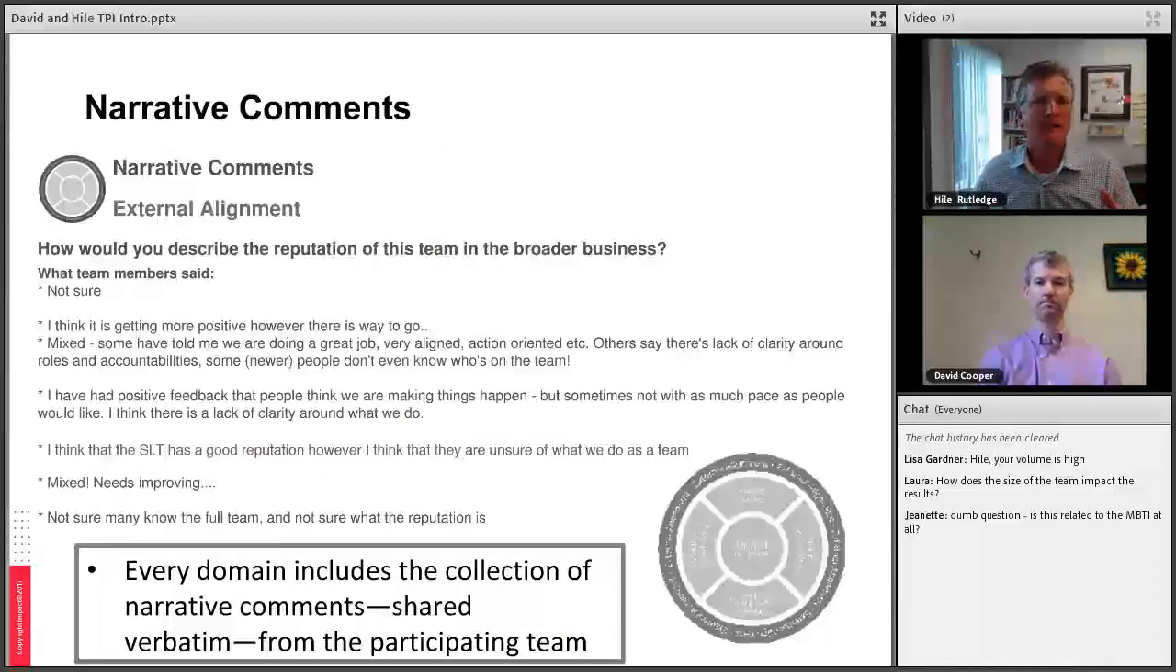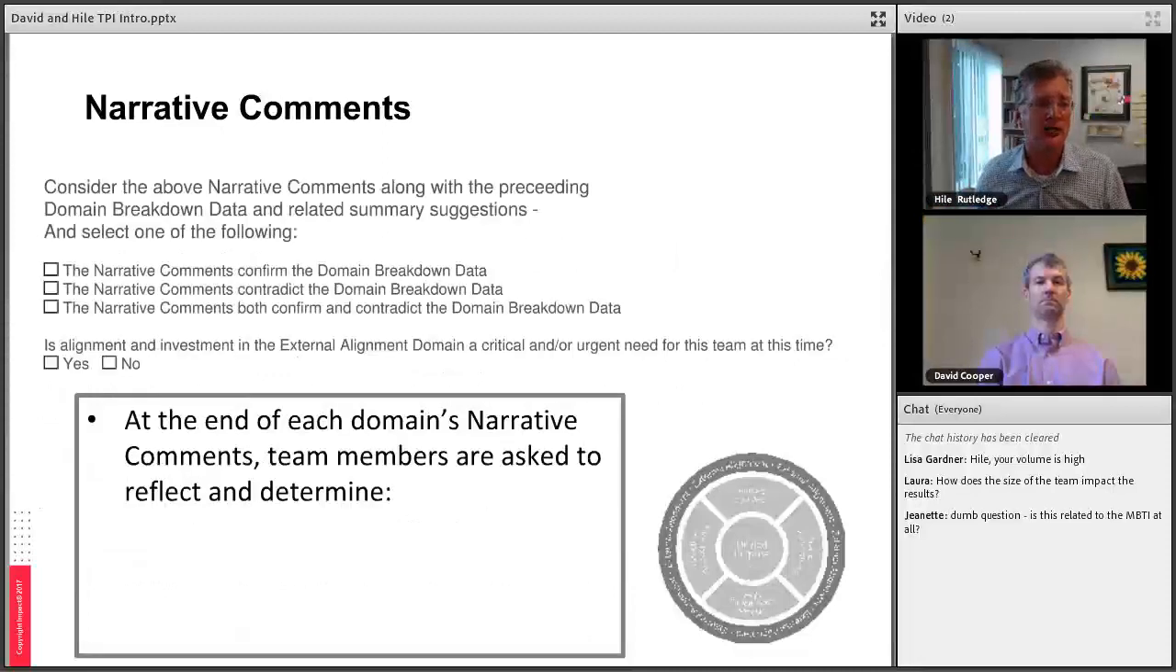Now, that is followed by narrative comments. Every domain actually has an area where there are some narrative comments, and people are invited to answer the question, and the report actually gives you verbatim what each person said without attribution, so that you still have some anonymity here. Now, that's one of the things that makes the TPI variable in length, because some people don't answer, some people answer very briefly, some people answer quite a lot, and everything they write is put down here. So it really gives you the chance to get into those data.